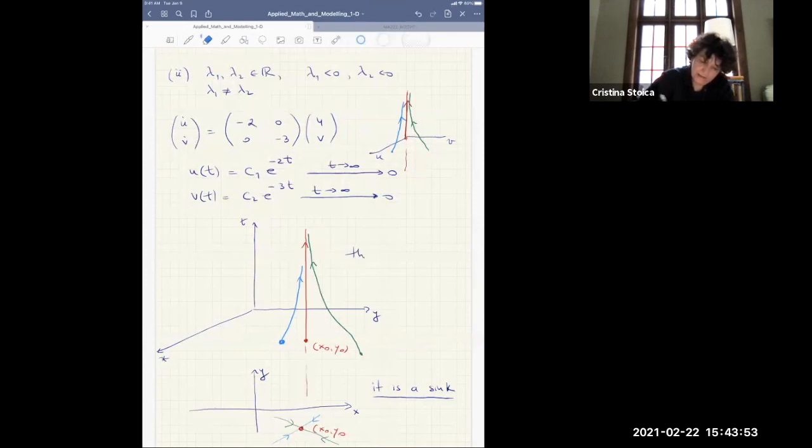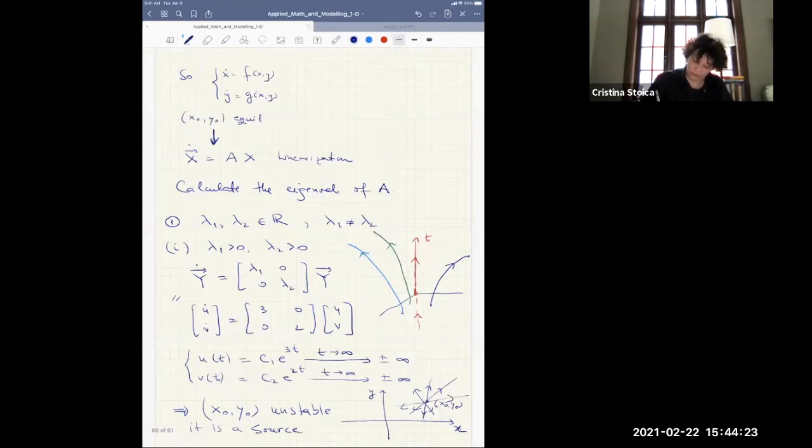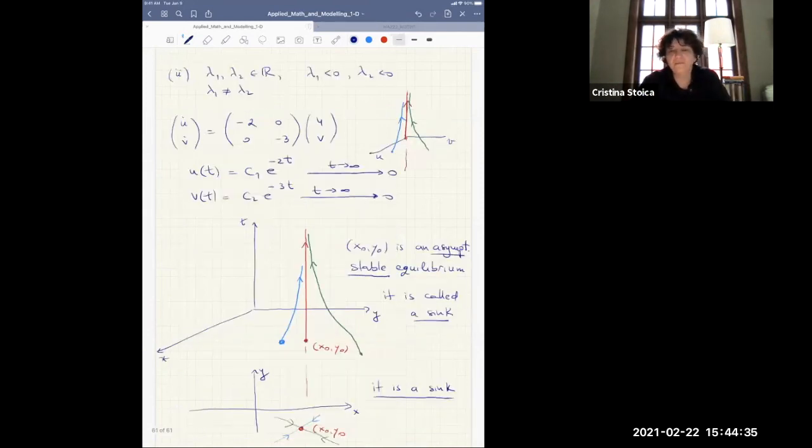So let's write it nicely. And it's even better. It's an asymptotically stable equilibrium, right? It's an asymptotically stable equilibrium, and it is called a sink, right? As this guy is called the source, right? Its name. Some people use other names like stable node or unstable node. The meaning is the same.